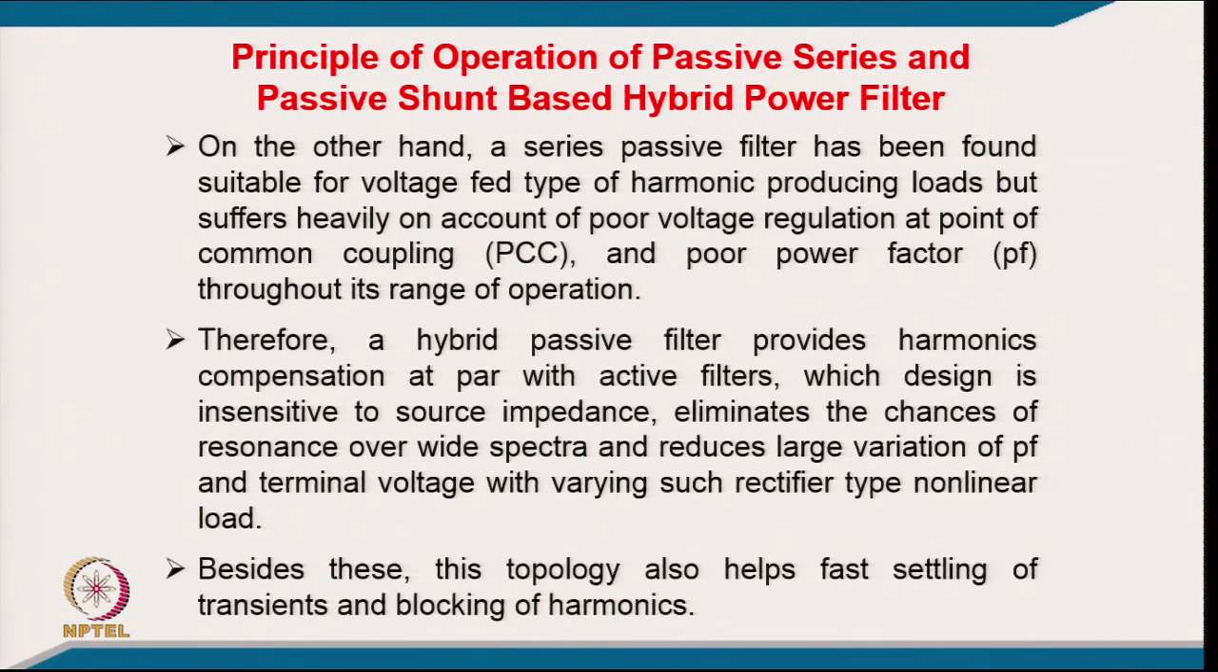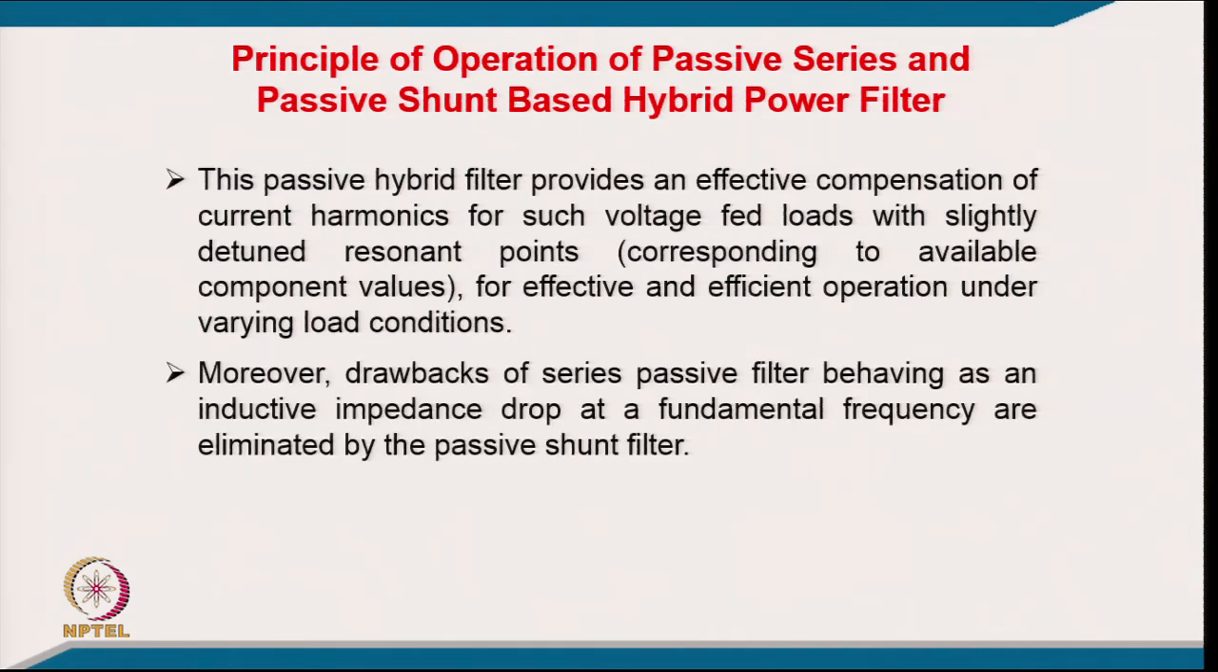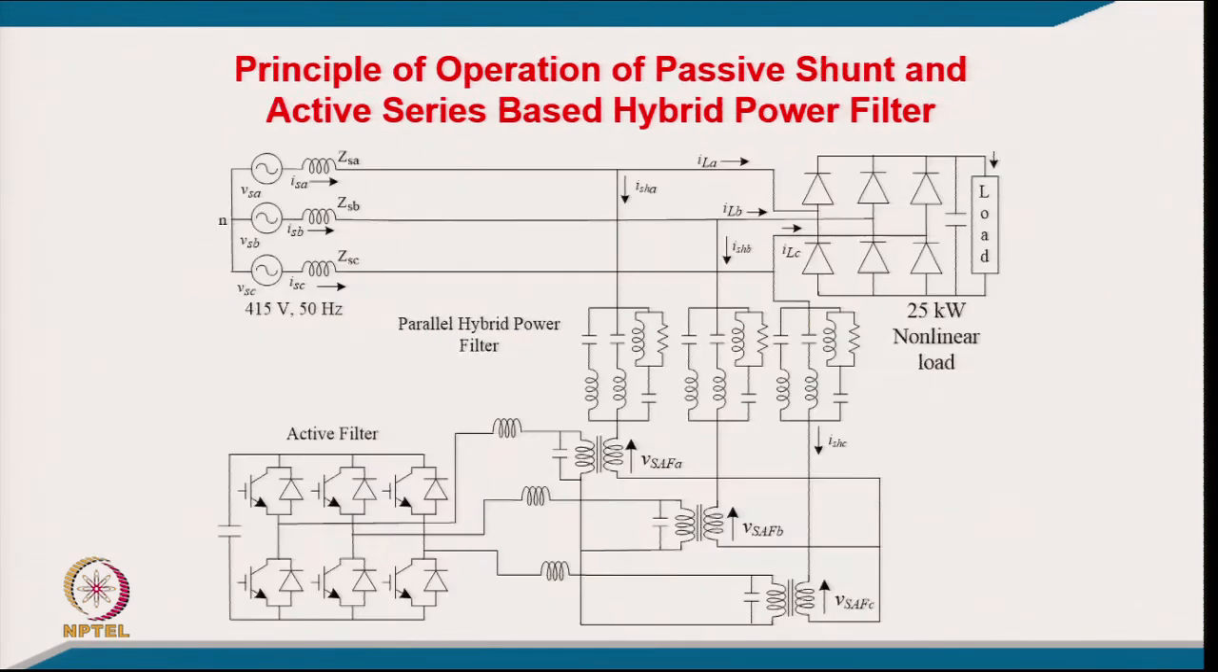Besides this, the topology also helps in fast settling of the transient and blocking the harmonics. This passive hybrid filter provides an effective compensation of current harmonics for such voltage fed load with slightly detuned resonant points corresponding to available component values for effective and efficient operation under varying load conditions. Moreover, the drawbacks of the series passive filter behaving as an inductive impedance drop at the fundamental frequency are eliminated by the passive shunt filter. In addition, the drawbacks of the shunt passive filter having resonance with source impedance and fixed compensation are eliminated by the passive series filter.